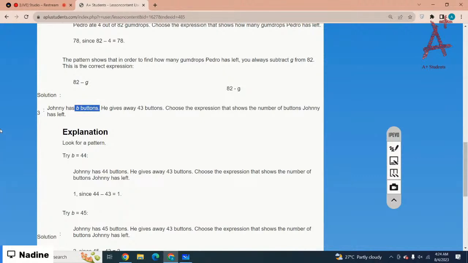Johnny has B buttons. Let's just relate it to an easy example. For example, you have 8 balloons. You give away 4 of them. How do you write it, 8 minus 4 or 4 minus 8? It would be 8 minus 4, right? Because the total balloons are 8. So in this case, the total balloons are B. So it would be B minus 43.